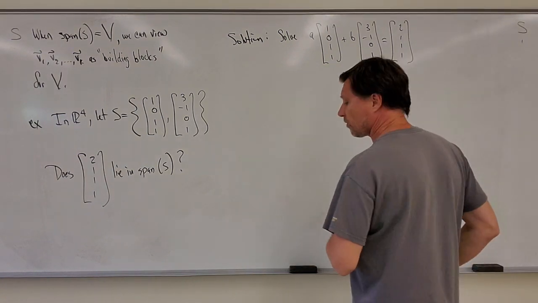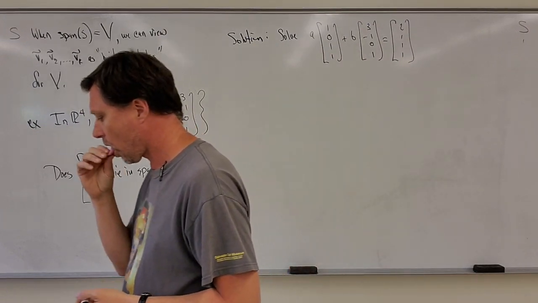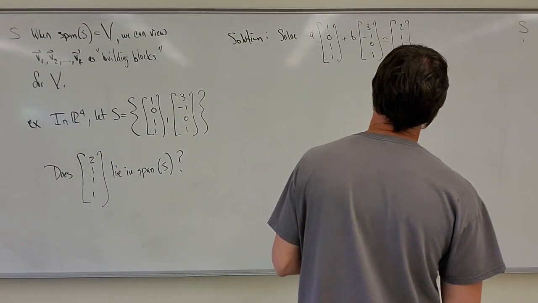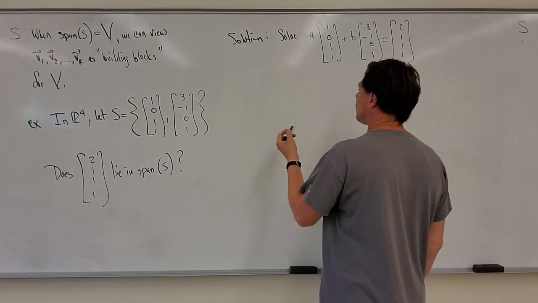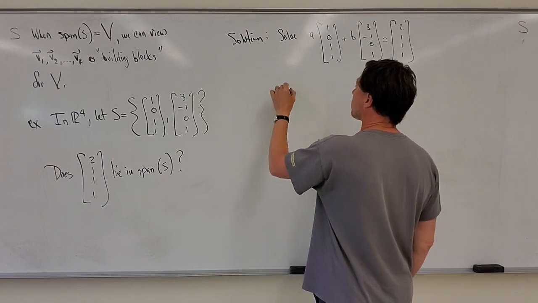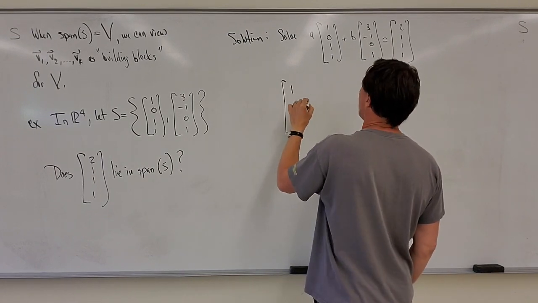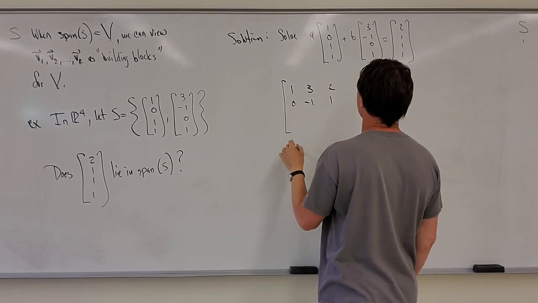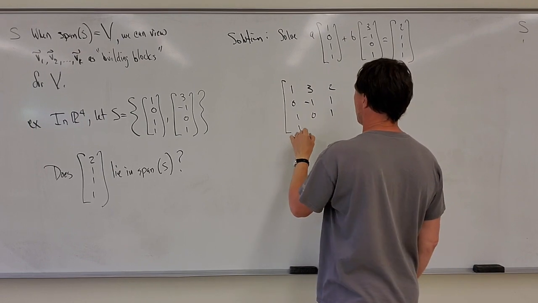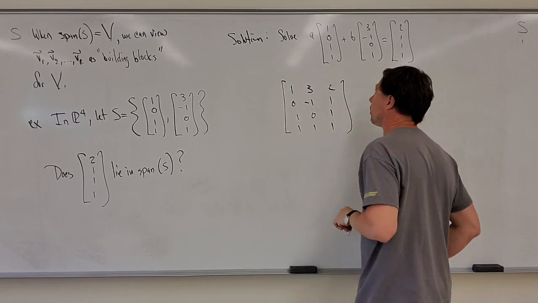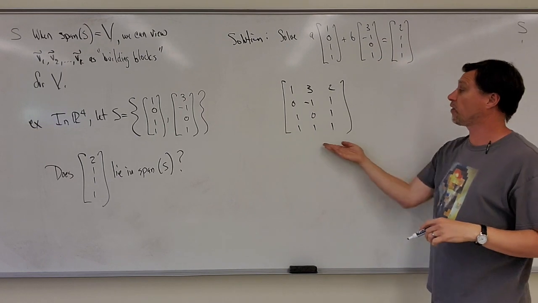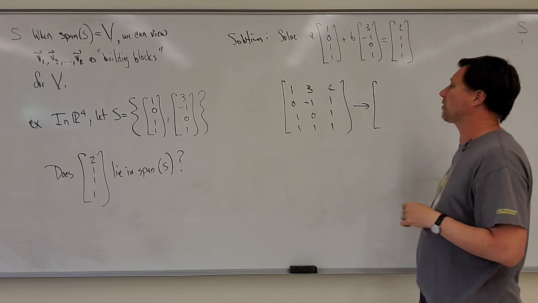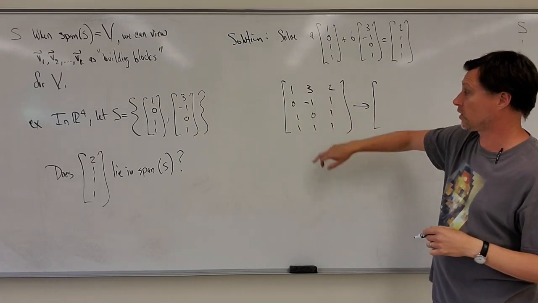Now, I can rewrite this as a linear system. In fact, there's a corresponding augmented matrix that looks like this: 1, 3, 2; 0, -1, 1; 1, 0, 1; 1, 1, 1. So we can convert this equation into the following augmented matrix. And if we do some row operations, I've got a leading one there. I'm going to turn these down here into zeros.